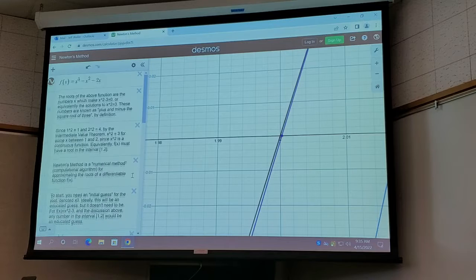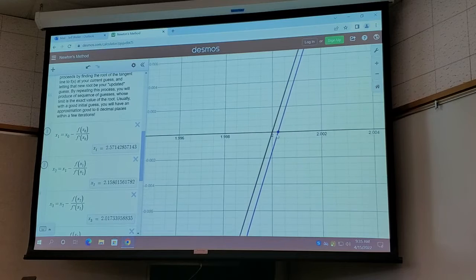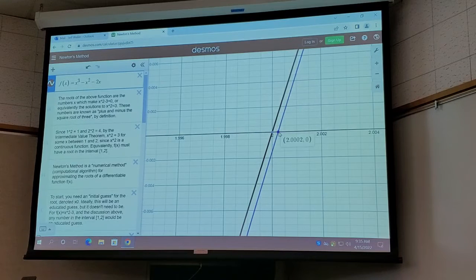Whatever the real root is, okay, that's pretty close. So the real root is actually 2, and we got 2.0002. That's pretty good. Now if I did it again, it would get even closer, right? Okay, now that's the visual of the process. That is actually what's happening.